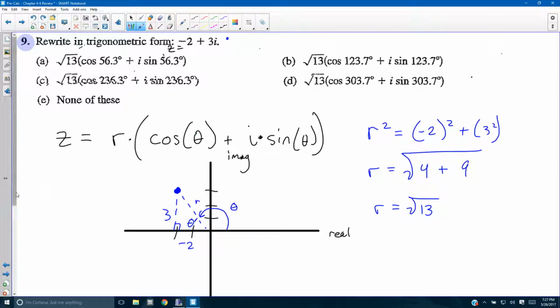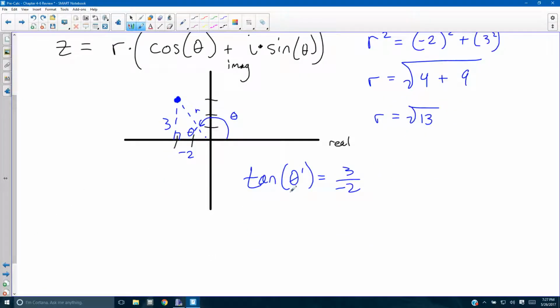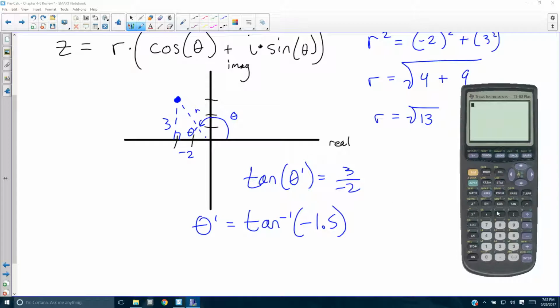Now, next thing I'm going to find here is theta prime. Theta prime is the reference angle inside this particular triangle, where I would be taking the tangent in order to get the ratio of 3 over negative 2, or negative 3 halves. So theta prime is the inverse tangent of negative 3 halves. That's negative 1.5 also. Okay, this looks like a good time for me to go back to the calculator. So let's bring that back up. We'll take the inverse tangent of negative 1.5.